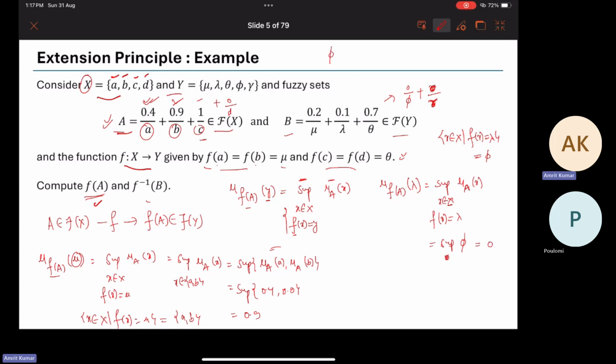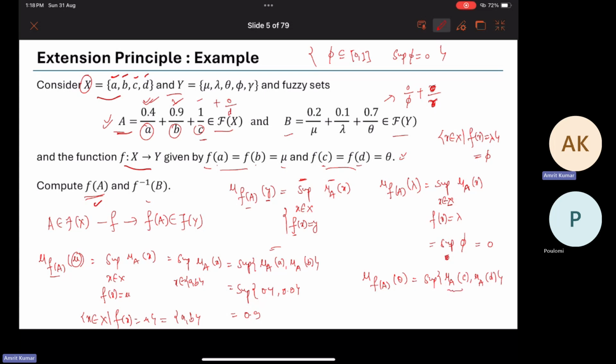I hope you remember that the empty set has supremum zero, right? This is something we discussed in the last session, so I'm not going to reiterate it again. Similarly, if you want to compute the membership of theta, then we'll first look at all x in our domain which are mapped to theta. It turns out that c and d are mapped to theta, and no other elements of X are mapped to theta. So that means we need to take the supremum of the membership function of A over C and D.